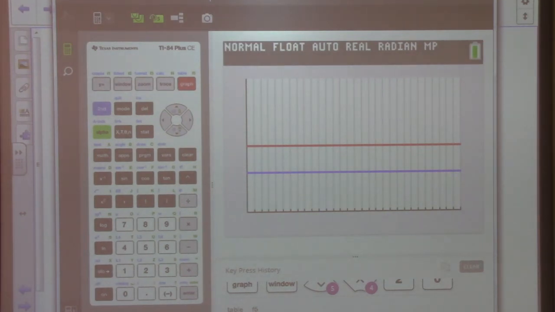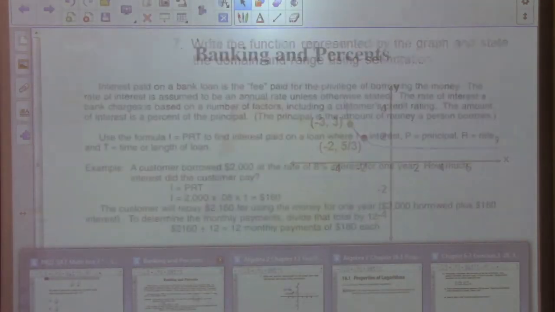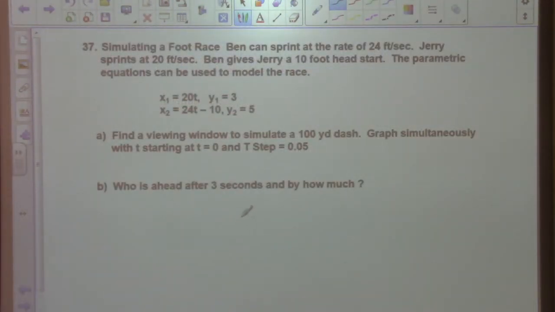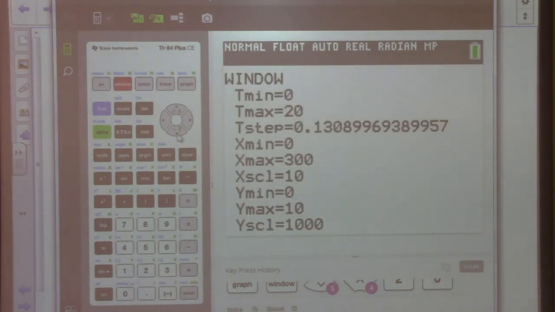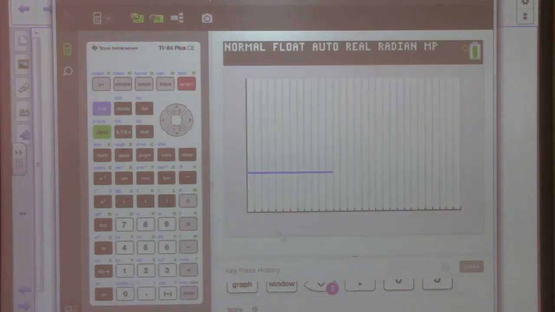So let's talk about which is which and how to analyze. They do give a t-step of 0.05, so we're going to change that. We go back here and set the t-step to 0.05, that's our new t-step. So here we have this. The blue one is going to be Ben, is that right? Or let me see how they worded it.